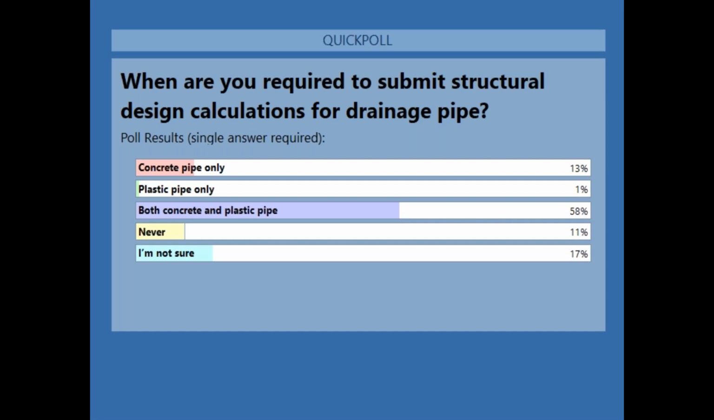Okay. Great. Well, I guess it's encouraging that 58% require design calculations for both, but it's obvious there's room for improvement there, that 11% don't ever have to do calculations, or 17% are not sure. So it's good. I guess some people will have to do some digging in their local areas.